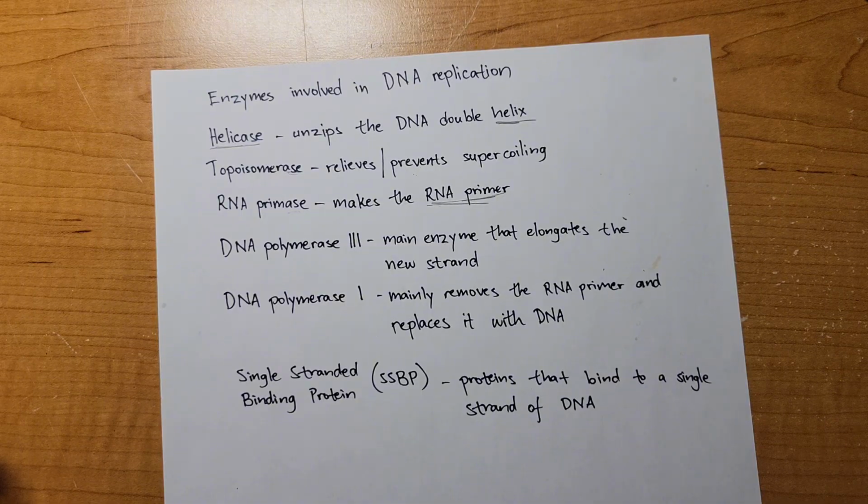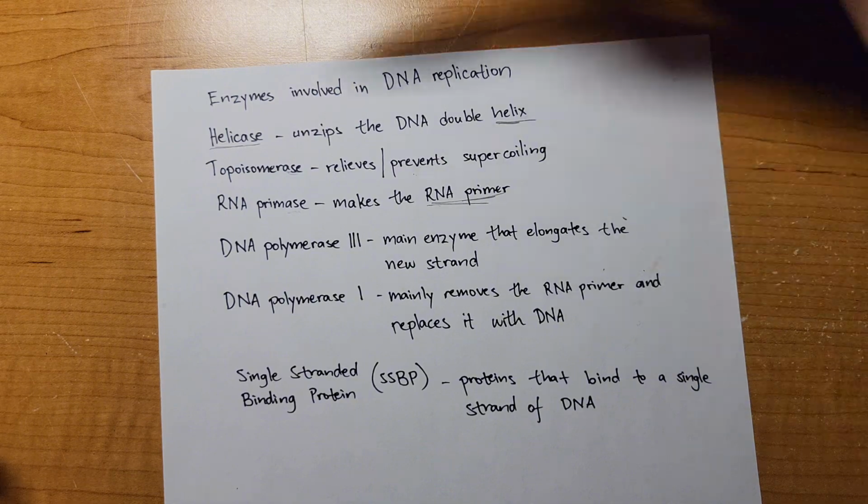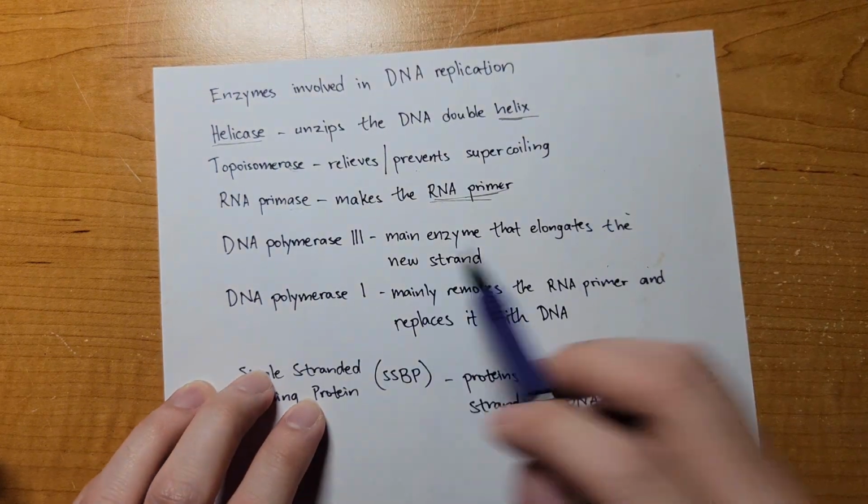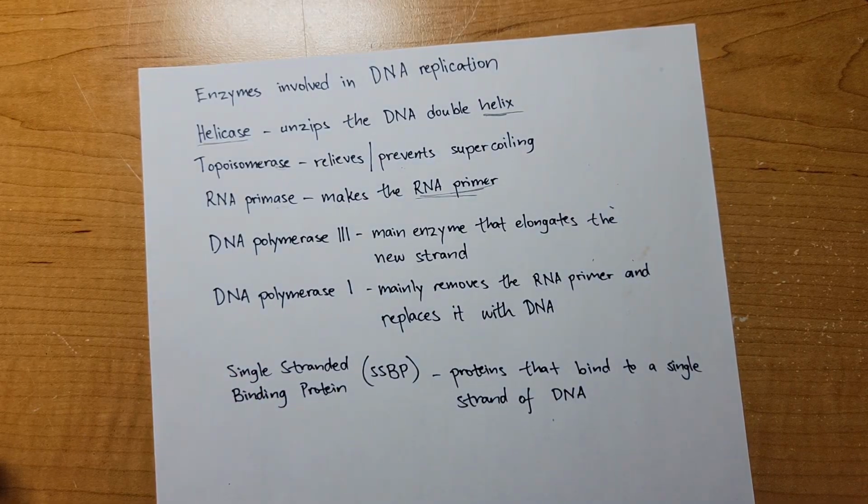Next one, DNA polymerase 3. This is basically the enzyme that elongates the daughter strand that is forming. It elongates from 5' to 3'. You won't need to know why it does that, but it has something to do with its proofreading ability and also how the energy is used when phosphates are removed from the nucleotides. So yeah, DNA polymerase 3, basically the main enzyme that elongates the new strand.